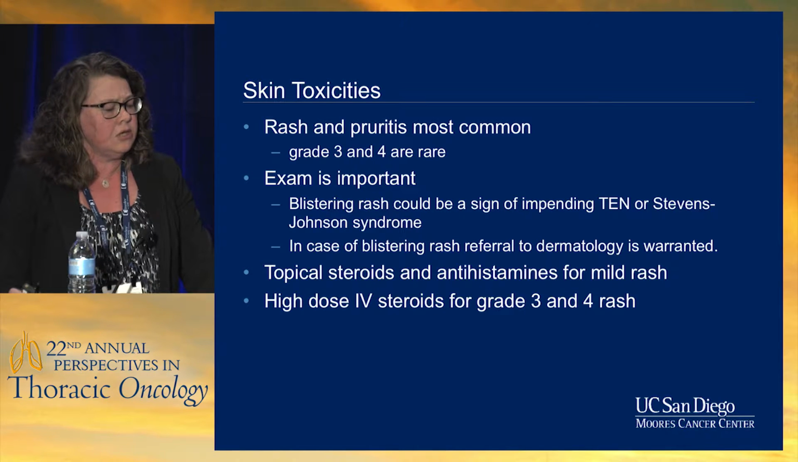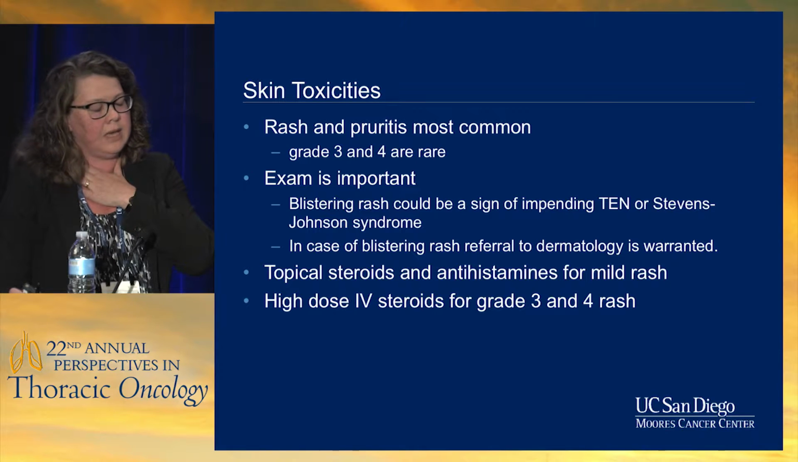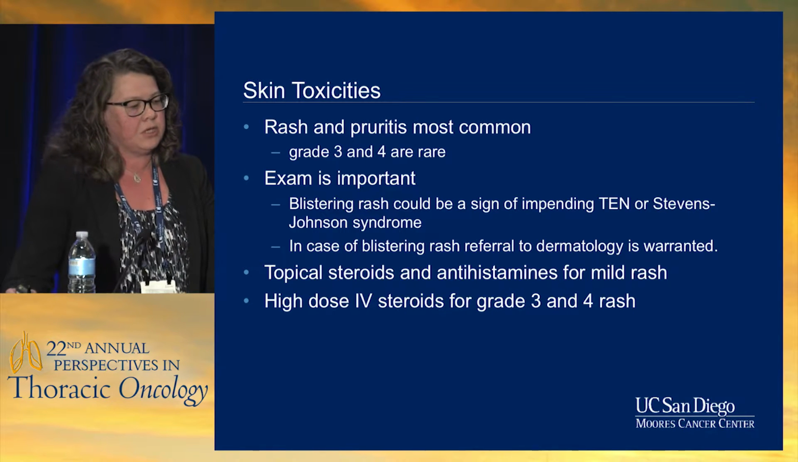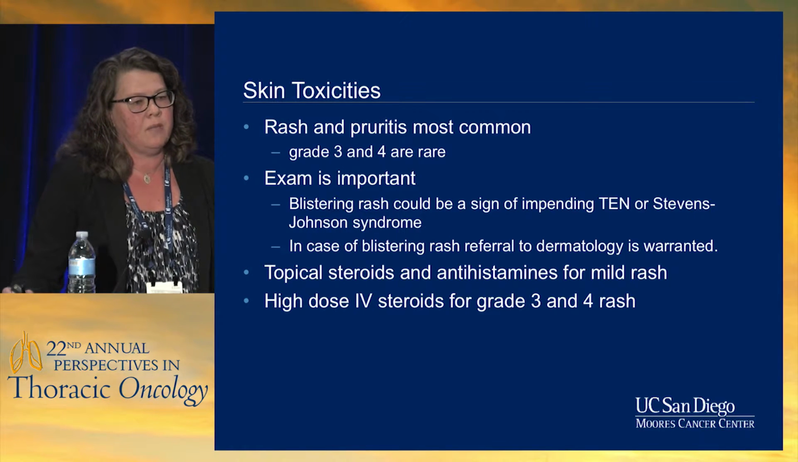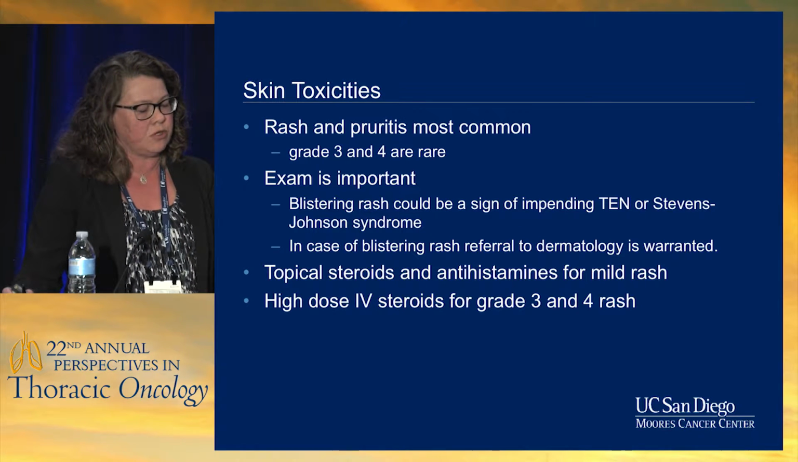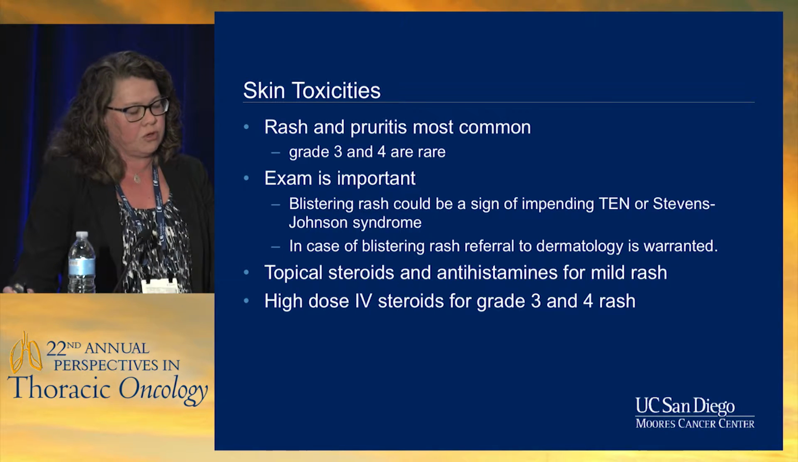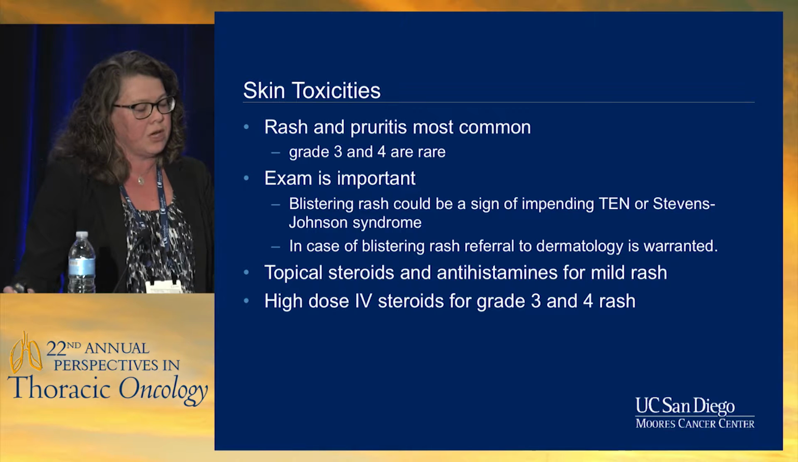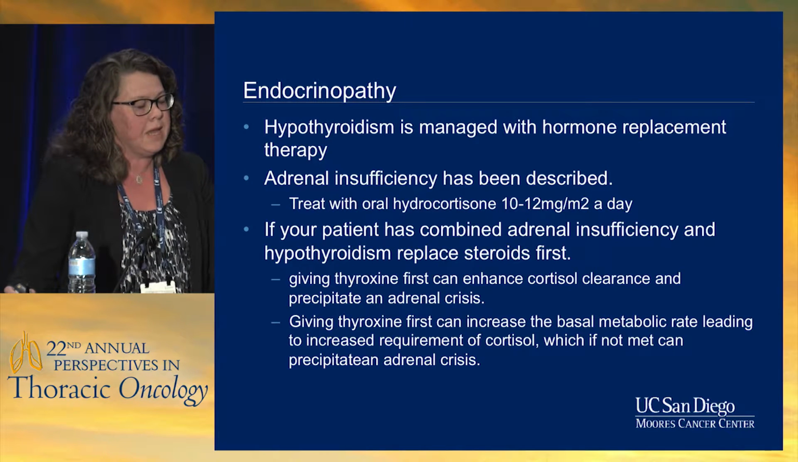Skin toxicities, usually mild, usually rash and pruritus. Eczema is important. So many times the patients say, you know what, I have a little bit of a rash here, and then forget to mention that they have a blistering rash on the back. So when the patient develops skin toxicity, make sure that you examine the patient, make sure that you talk to the patient, because blistering rash could be a sign of impending Stevens-Johnson syndrome, and I would refer them to dermatology if I see a blistering rash. Topical steroids and antihistamines for mild rash, and then high-dose IV steroids for grade 3 and 4 rash.